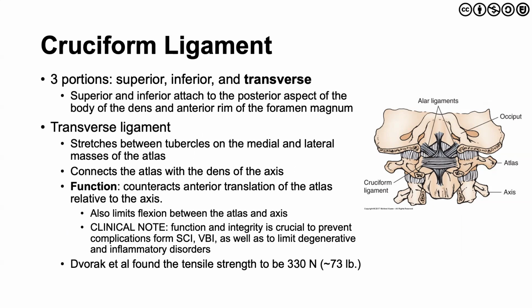Of clinical note, the function and integrity is crucial to prevent complications like a spinal cord injury or a vertebrobasilar insufficiency, as well as to limit degenerative and inflammatory disorders. An interesting study by Dvorak and colleagues found that the tensile strength is approximately 330 newtons, or translated to more standard measurements, about 73 pounds.